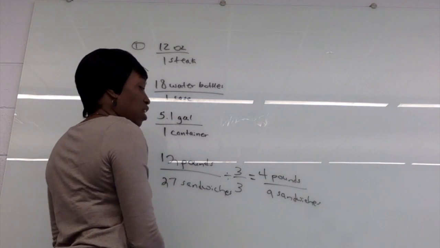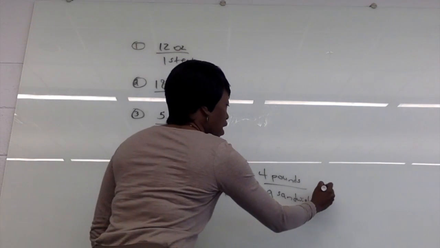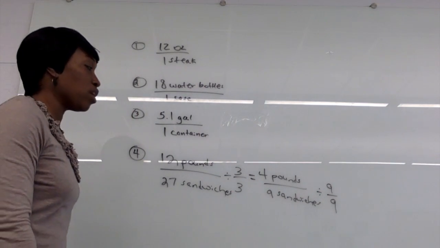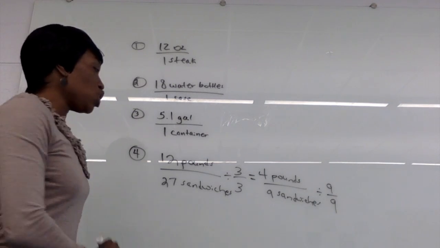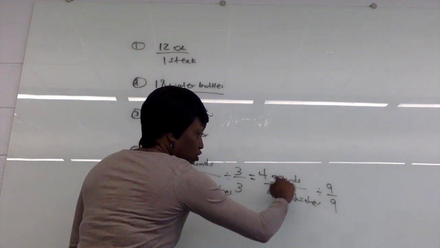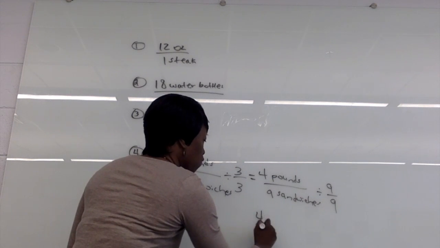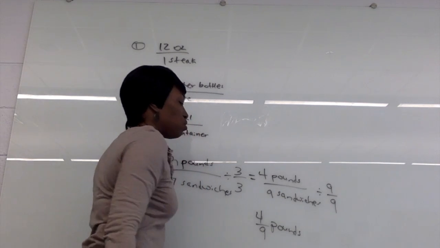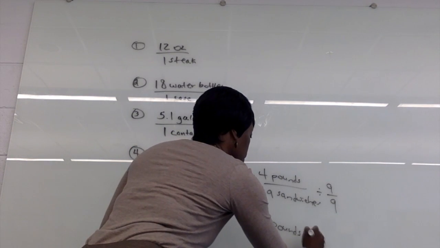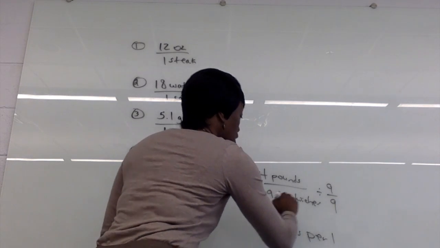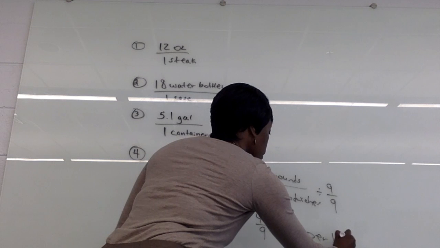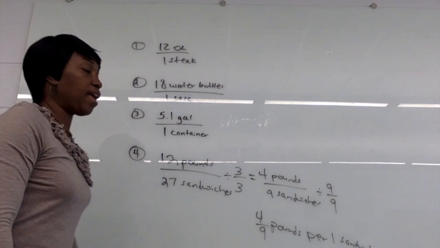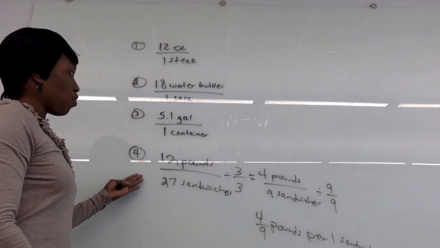So remember, this is where we got to end up dividing by 9 now. So when I divide by 9, I must divide by 9 in my numerator and my denominator because I want to get a 1 in my denominator. So that means my numerator becomes a fraction. 4 divided by 9, so that's 4 ninths pounds of turkey per 1, because 9 divided by 9, sandwich. And that is how you get your final answer on this problem.